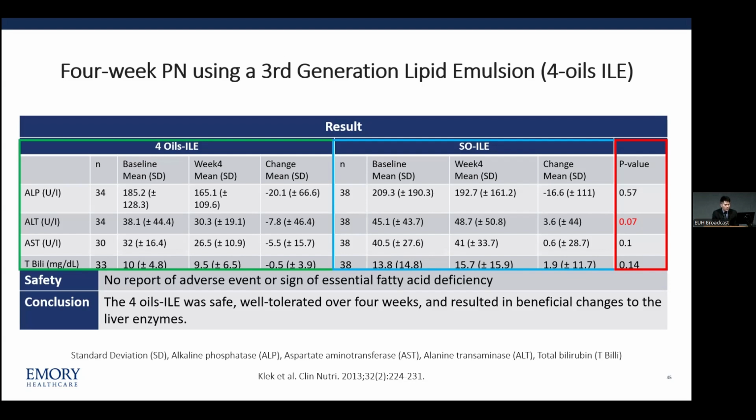Most of the results that we can see here are non-significant, possibly due to the small sample size of 73 patients. No adverse events were reported, and the study concluded fish oil IOE was safe and well tolerated by patients and showed potential benefit in improving liver enzymes.